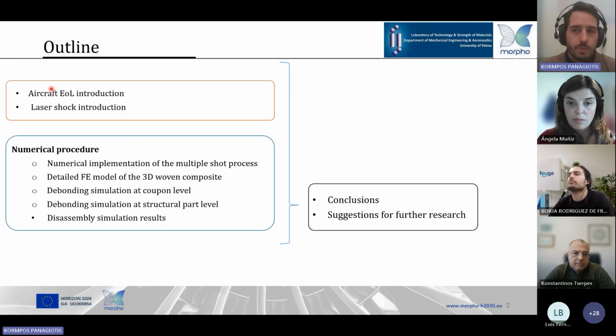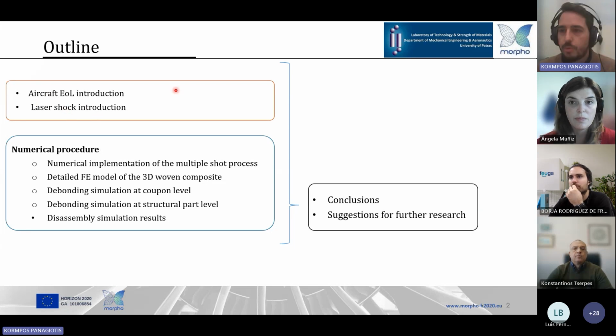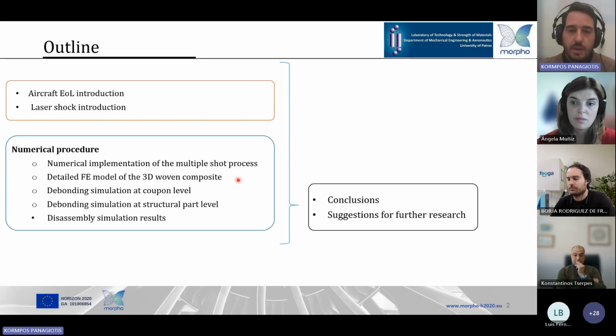This is an outline of my presentation. First, I will briefly talk about the aircraft end of life and some laser shock introduction, similarly to what Dr. Bert already told you. And after that, I will move to the numerical procedure, which includes the numerical implementation of a multiple shot process, and then the finite element models, both in a detailed format and homogenized format for coupon and structural part level.